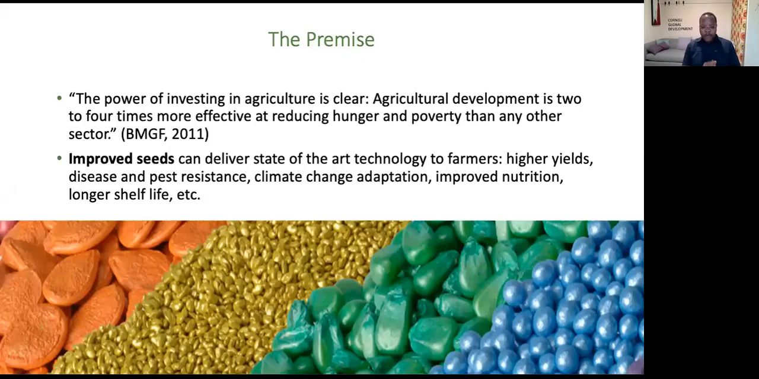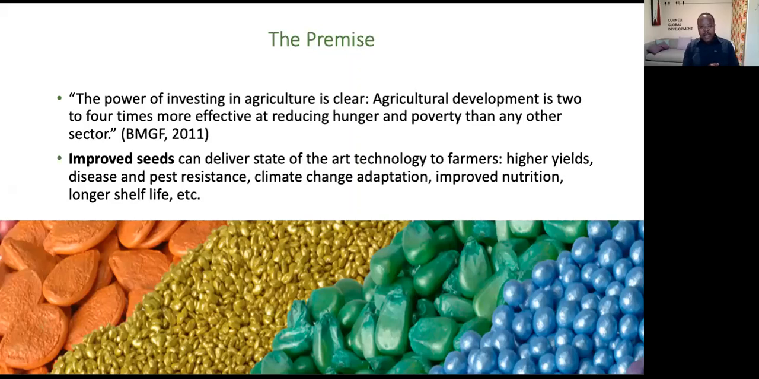The premise of what I'm going to talk about is this, from a report from the Bill and Melinda Gates Foundation. It says that the power of investing in agriculture is clear. Agricultural development is 2 to 4 times more effective at reducing hunger and poverty than any other sector.